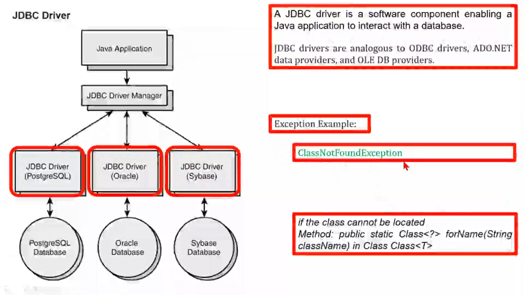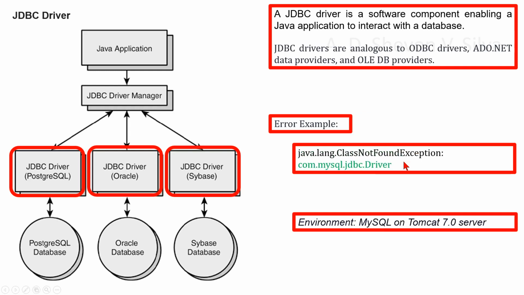As an example, we can consider a ClassNotFoundException, thrown if the class cannot be located in the method Class.forName(String className). As an error example, we can consider this error that occurred in an environment with MySQL on a Tomcat 7.0 server. There is a ClassNotFoundException for com.mysql.jdbc.Driver.